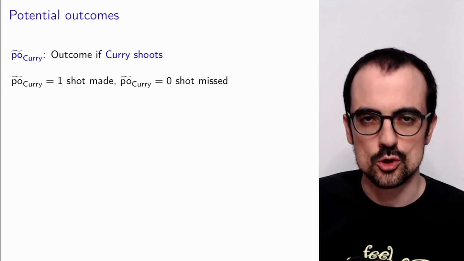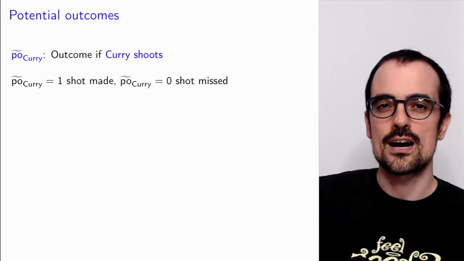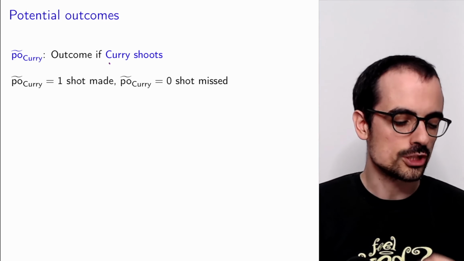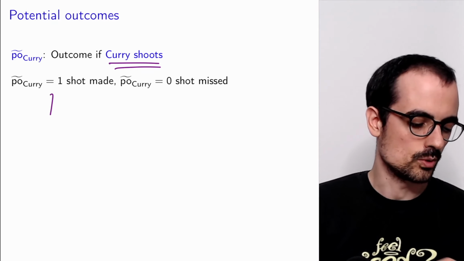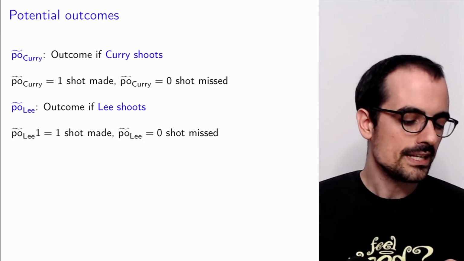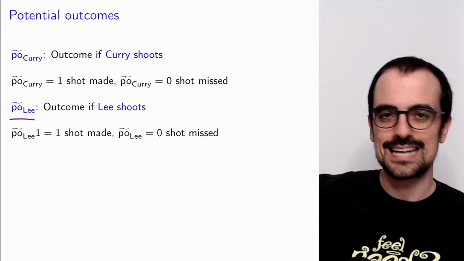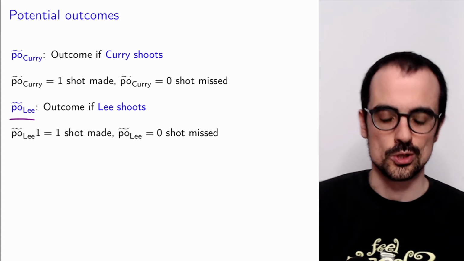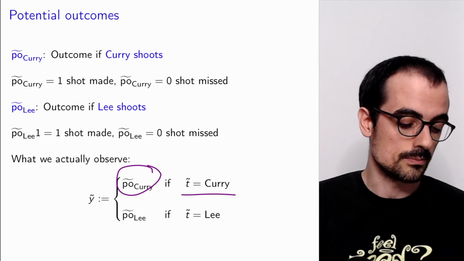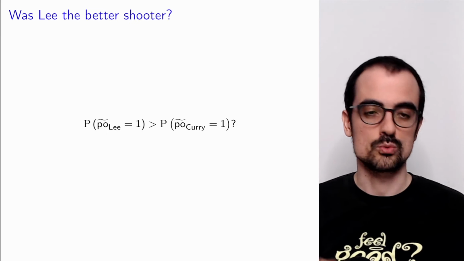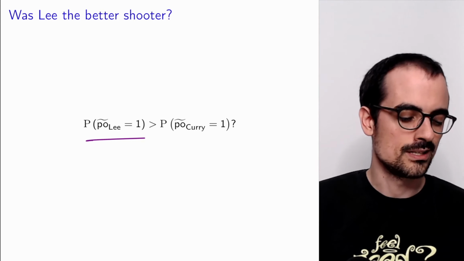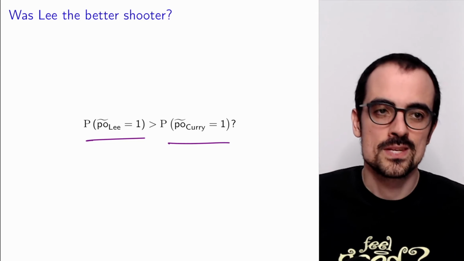In order to analyze this from a causal inference perspective, we define potential outcomes, which are hypothetical random variables that tell us what would happen if Curry had shot every possible shot. It is equal to 1 if they made the hypothetical shot, 0 if they didn't. Same for Lee. The potential outcome for Lee tells us what would happen if Lee had shot all of the shots, not only the ones that he actually took. What we actually observe is the potential outcome for Curry if Curry shoots, and the potential outcome for Lee if Lee shoots. What we really want to know is, if Lee shot all of the shots, would he make more shots than Curry if he shot all of the shots? What's the difficulty?